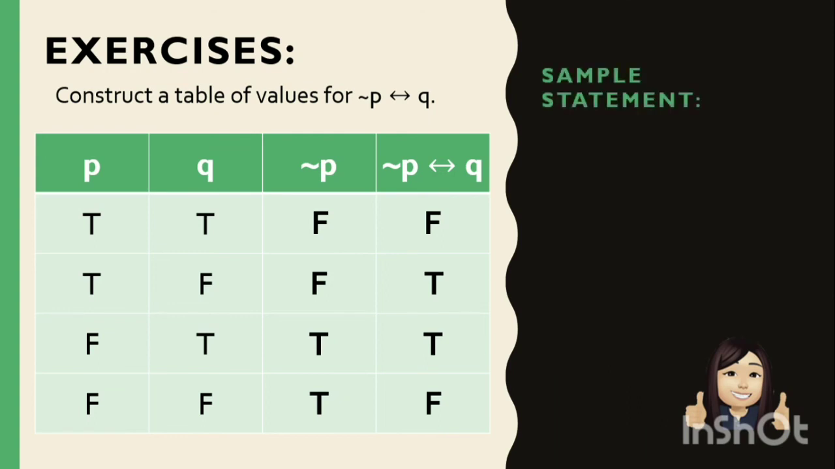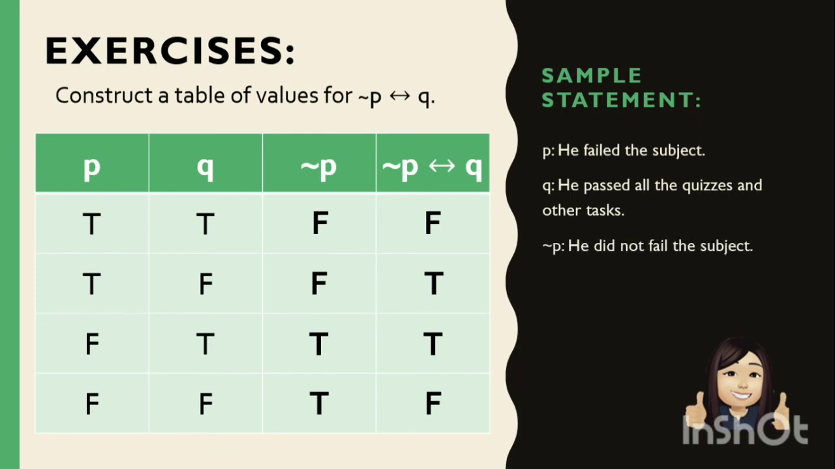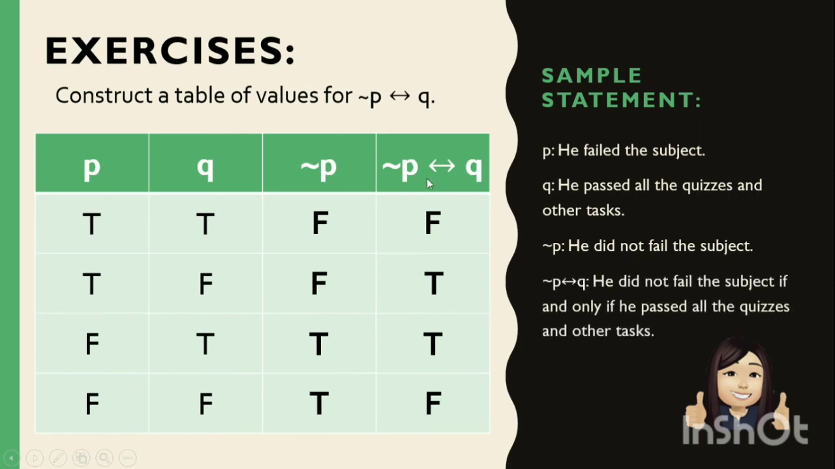Okay, here's a sample statement. Let's say P is represented by he failed the subject, and Q is represented by he passed all the quizzes and other tasks. Not P will be the negation or the opposite of P, which is he did not fail the subject. Therefore, not P if and only if Q will be he did not fail the subject if and only if he passed all the quizzes and other tasks.